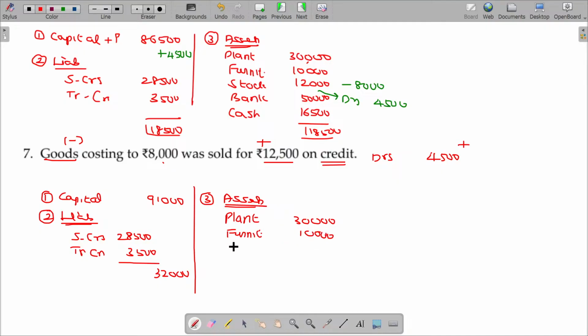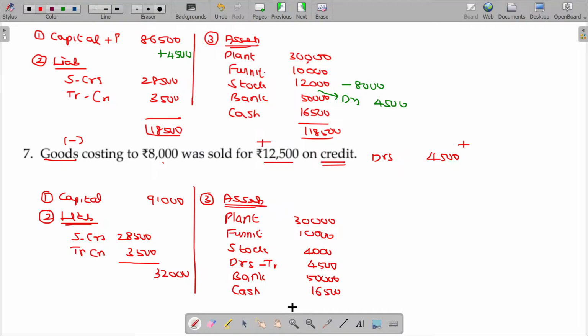Okay. Then stock value. Stock value now decreases. Out of 12,000 rupees worth of stock, 8,000 rupees worth of stock were sold. Now on investigation, you found that you have stock of only 4,000, and in between one more asset emerges, which is called debtors, maybe for trading purposes, right? So trade debtors, this value being 4,500, and then bank remains unaffected, 50,000 rupees, and cash remains unaffected, the value being 16,500.